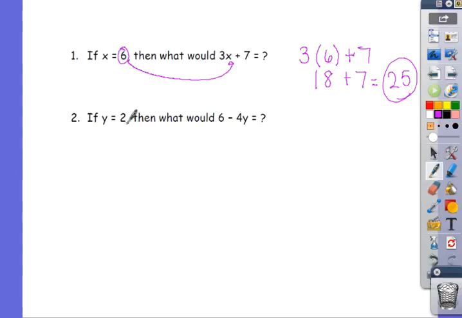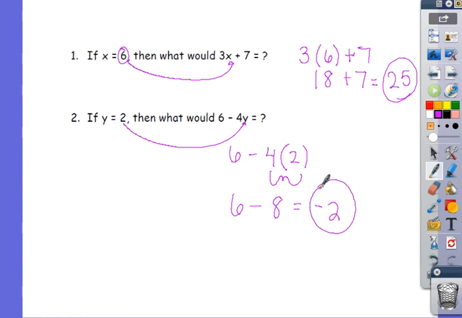If y is 2, then what would 6 minus 4y be? So if y is 2, we're going to plug in a 2 here. So we're going to write 6 minus 4y means 4 times y. So if y is 2, we're going to do 4 times 2. Well, 4 times 2 is 8. So we have 6 minus 8, which would be negative 2. Very good. Okay, good so far?